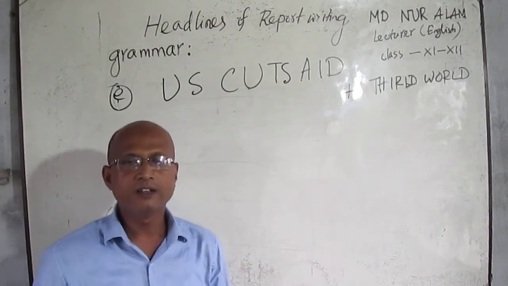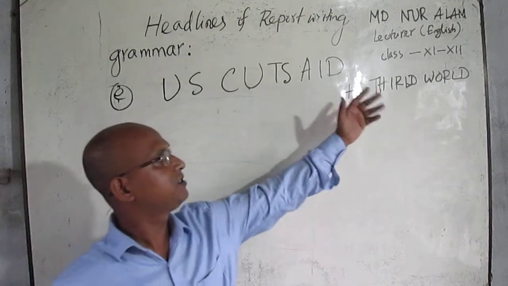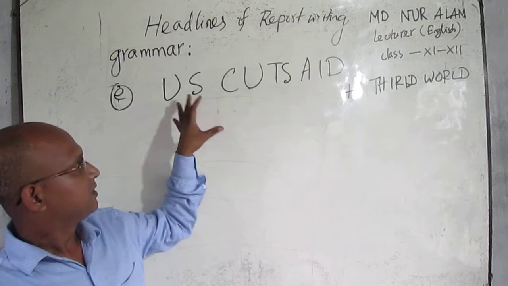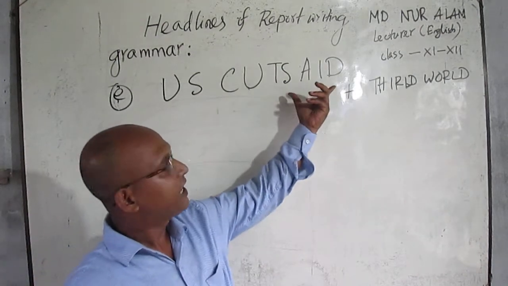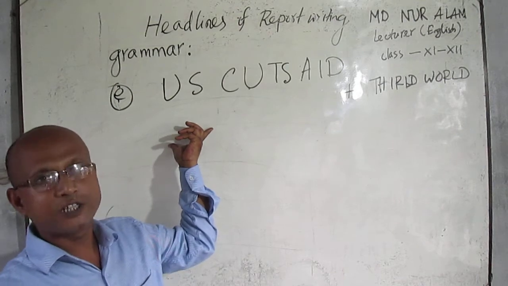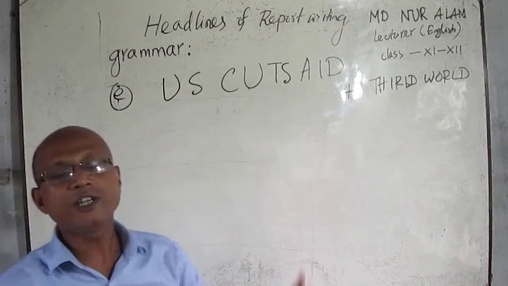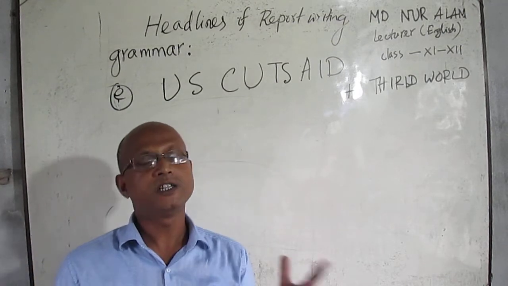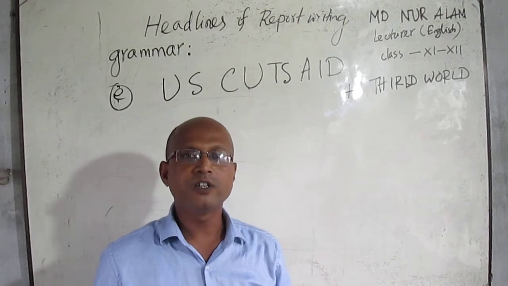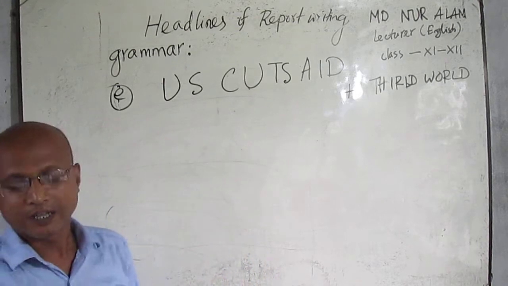So again, now let's learn what is the meaning of the headline US cuts aid to third world. This means the amount of aid or help from the government of the United States of America to the countries of the third world has been very much reduced. Am I clear? Okay, so if you understand, then let's go to another headline.